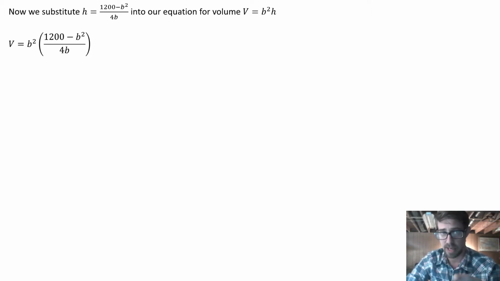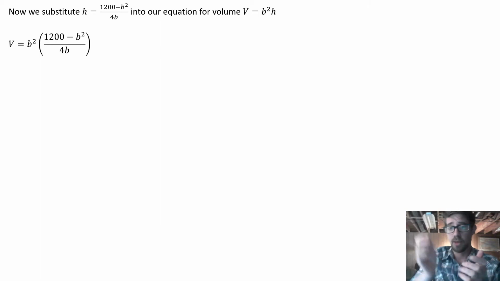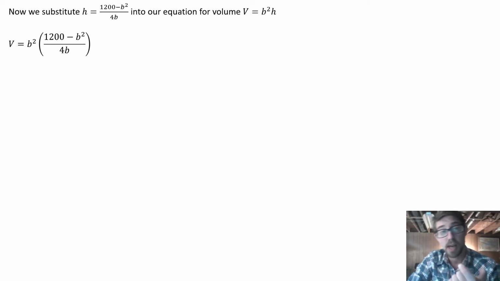It's B squared times H, so that's our volume. So now our volume is B squared times 1,200 minus B squared over 4B. So you see what I'm saying? That is a function of 1 variable. That's like f of x, V of B. Now B is the variable. B is the only thing that's changing. Once we figure out what B is, we can easily figure out what H would have to be. So since we're actually doing stuff with that, we're not done. We haven't done any calculus yet. Let's clean that up a little bit because we have to take the derivative.